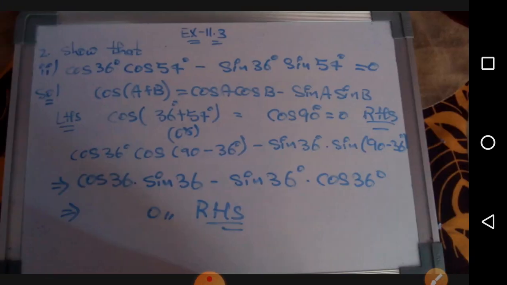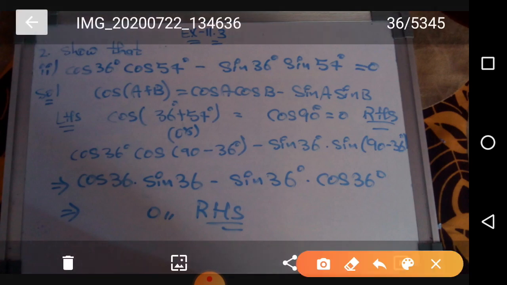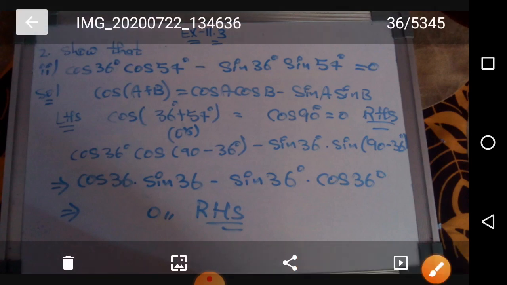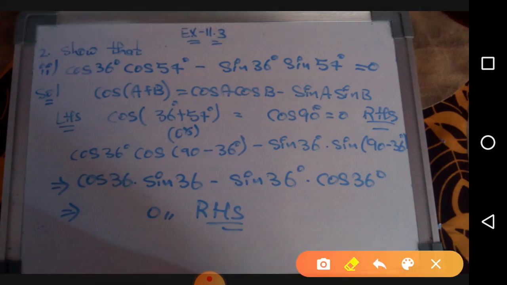Second question, and don't worry about the other questions, I'll discuss them. Okay, so due to portrait mode, I couldn't tell you. Let's move on to the second question, and in the second question, the second sub question. What is the question given here?